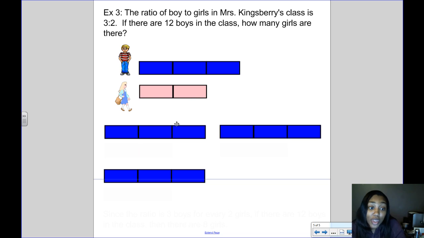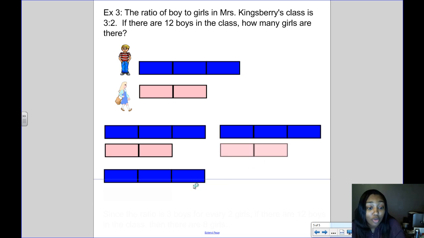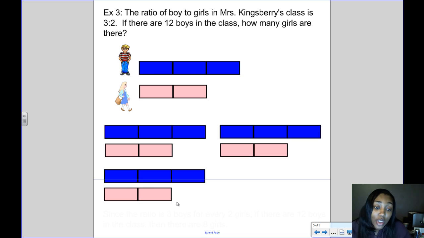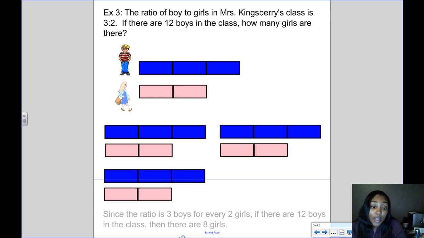So that means with this group here, there are 3 boys, which means there has to be 2 girls in this group. And then here we have 3 boys, which means, again, there has to be 2 girls in this group. And again, here we have 3 boys, which means there has to be 2 girls in this group, which means if there are 12 boys in the class, if we look at how many girls, there has to be 2, 4, 6, 8. So there are 8 girls in Mrs. Kingsbury's class.